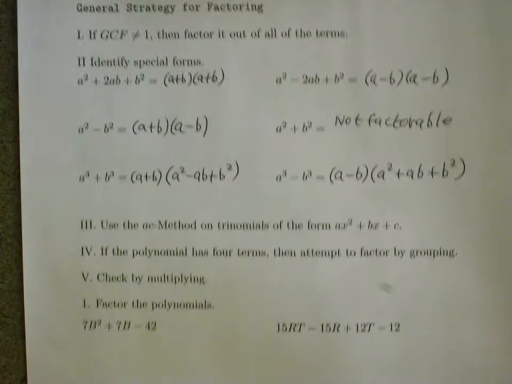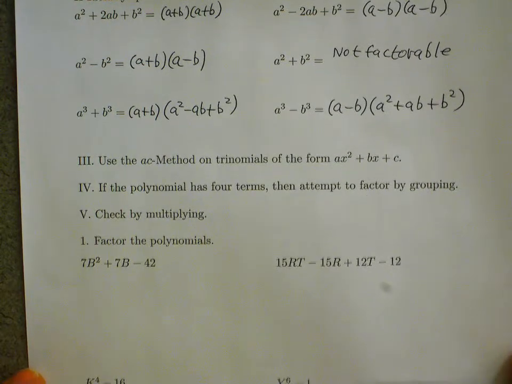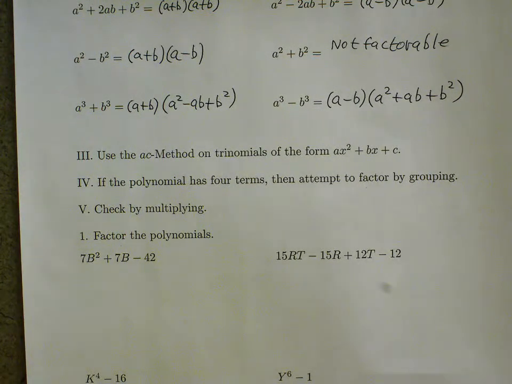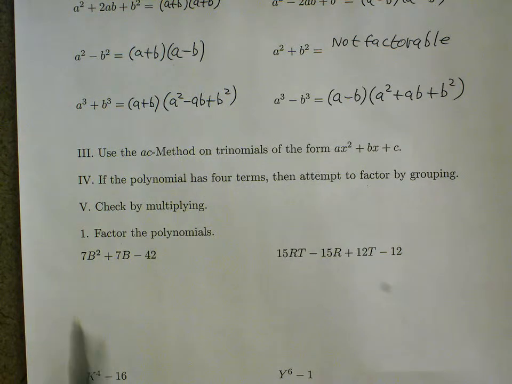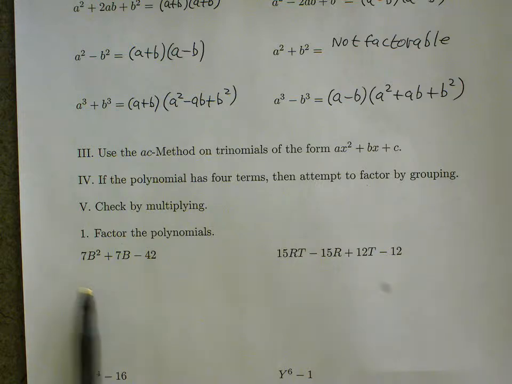Okay, we'll look at some polynomials in no particular order. We'll just take them one at a time and see if we can factor them. So this first one, 7b squared plus 7b minus 42. I'll give you a minute or two to get started on that one. See if you can factor that.